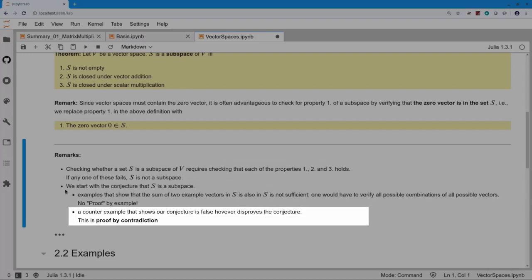On the other hand, disproving a conjecture with a counterexample immediately shoots it down. I claim S is a subspace, and you say, hey, wait a second, here's an example that shows it's not closed under, let's say, scalar multiplication. Here's a vector that's in S, and when I multiply it by 100 or whatever, it's no longer in S. That disproves my conjecture. And that technique is usually called proof by contradiction.